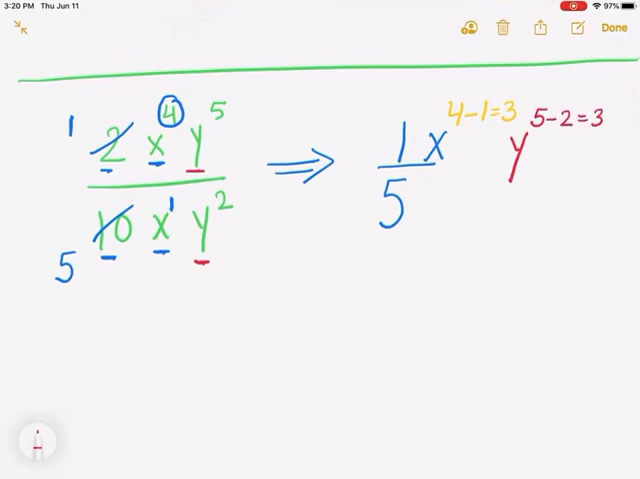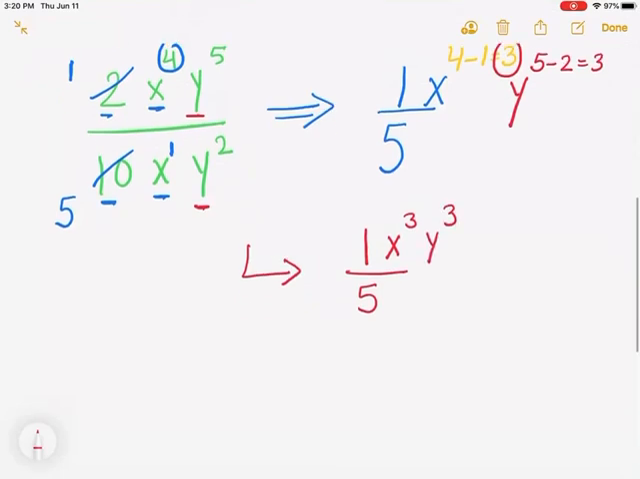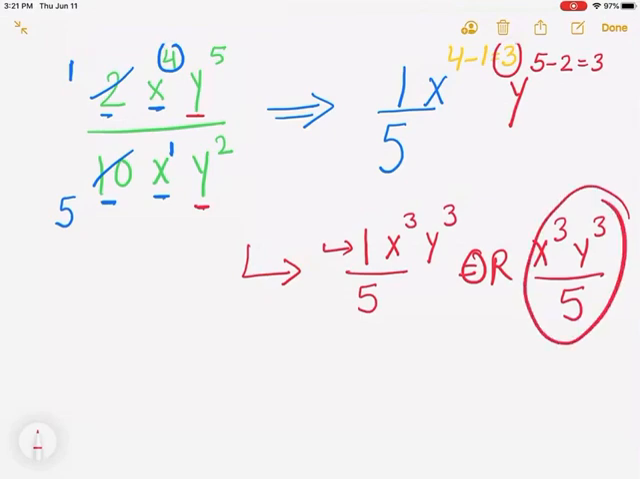And finally, let's write down the answer. I have 1 over 5. I have x, what's the power for x? It's to the 3rd power. What about the y? It's y to the 3rd power, and that's your answer. It's your choice if you want to write 1 on the top. If you don't write 1, that's not wrong either. You could still write this as x to the 3rd, y to the 3rd over 5. That's just another way to write your answer.